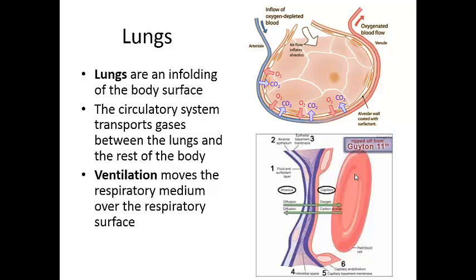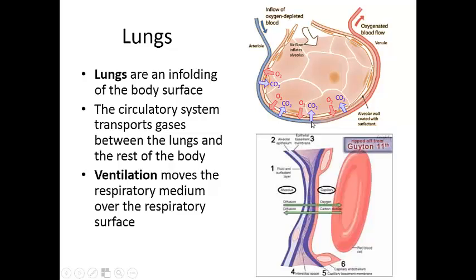Lungs are infoldings of the body surface, and they are the site where gases get exchanged in terrestrial or land-based animals. Within the lungs, gas is exchanged between the inside of the lungs and the bloodstream. Oxygen is in high concentration within the lungs and is in low concentration in the blood vessels surrounding it. Oxygen is going to diffuse through the lungs into the bloodstream.